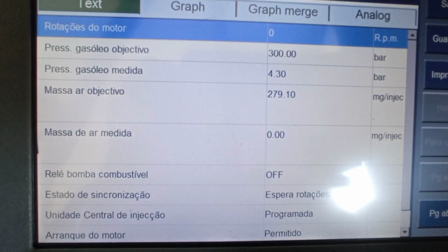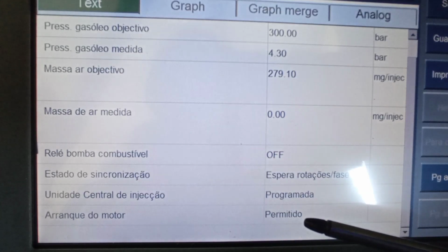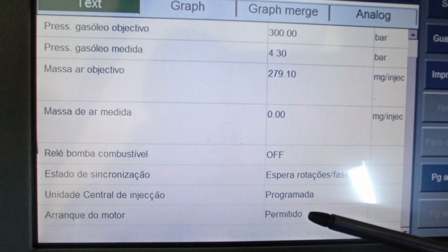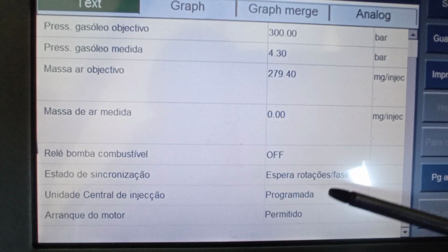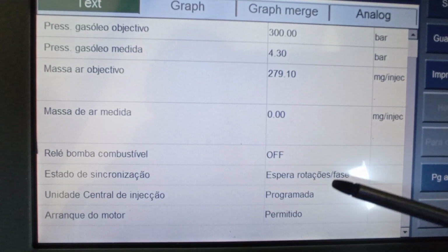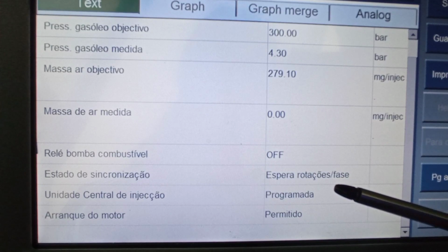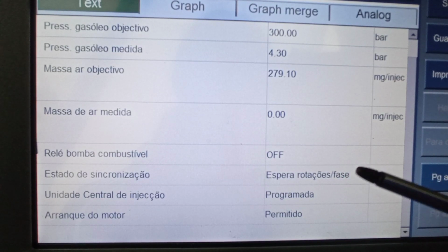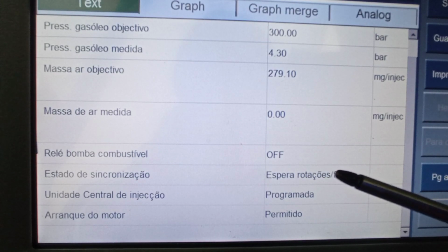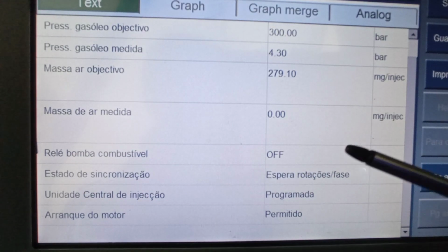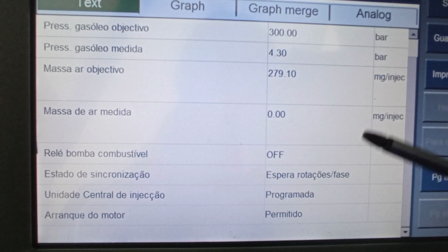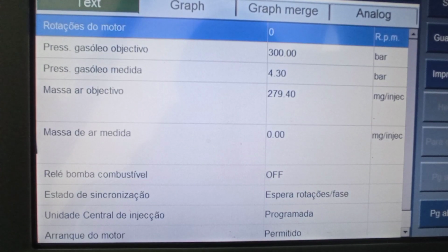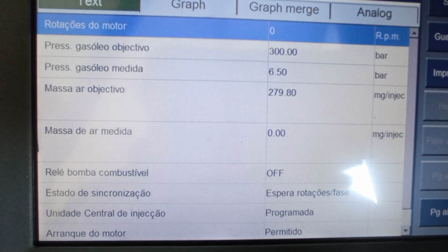And also down here on the transponder part, we have the key that is allowed to start the engine, and the control unit is ready to start because it is programmed with that same transponder. On the synchronization of the engine, it is telling me that it is waiting for the starting of the engine to see if the engine is indeed synchronized. So let's mess around with the engine and see which of these parameters is off kilter. So, start.